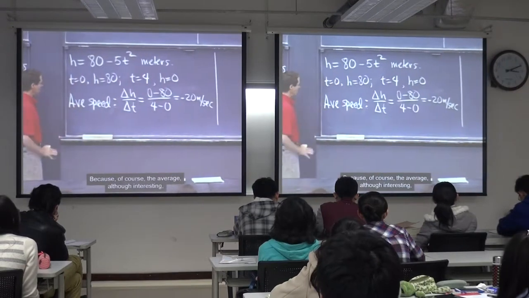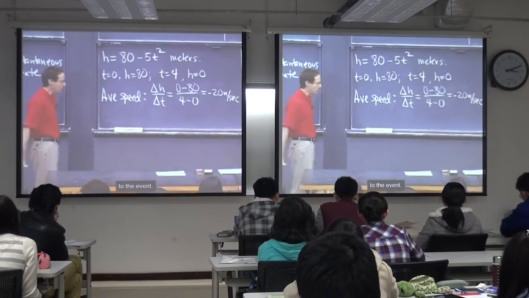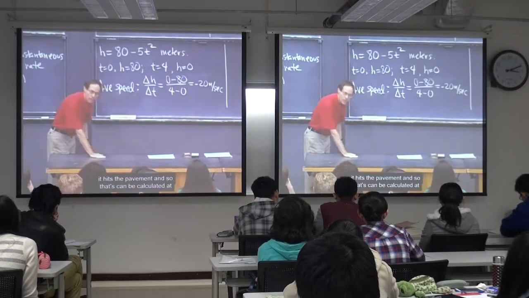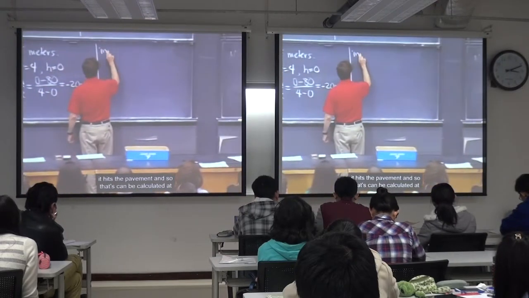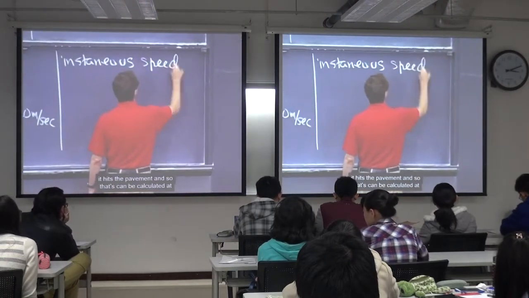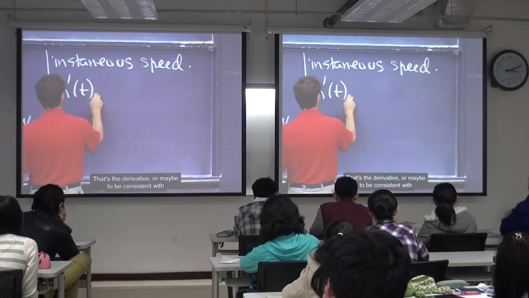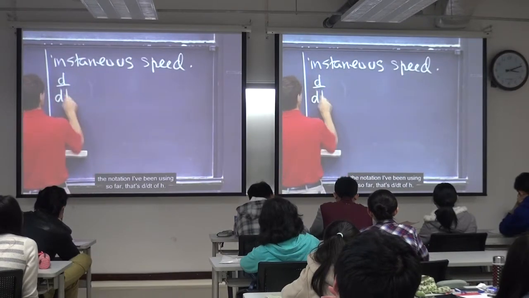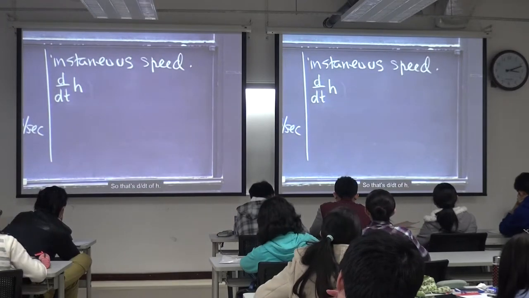Now, why did I pick this example? Because, of course, the average, although interesting, is not really what anybody cares about who actually goes to the event. All we really care about is the instantaneous speed when it hits the pavement. And so that can be calculated at the bottom. So what's the instantaneous speed? That's the derivative. Or maybe I should, to be consistent with the notation I've been using so far, that's d/dt of h. Right? So that's d/dt of h.